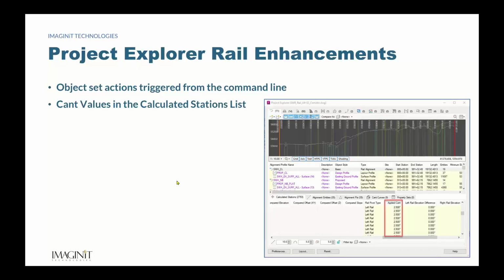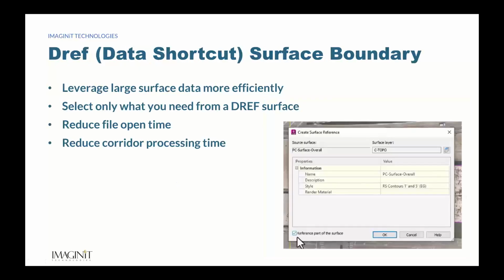Let's see here. Data shortcuts. They have been enhanced, excuse me, for us to be able to use surfaces a little bit more efficiently. Now there's a little extra checkbox over here that as I am creating the data shortcut, I'll be prompted to create a boundary. That way we can select only the area that we need from a data reference. I can then reduce the file opening time and reduce corridor processing speeds as well, but surfaces in general have been improved.